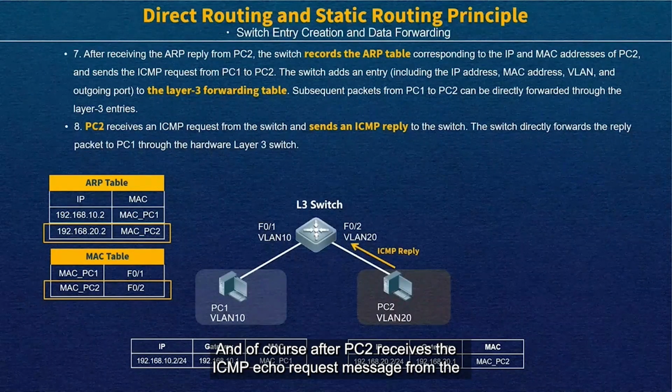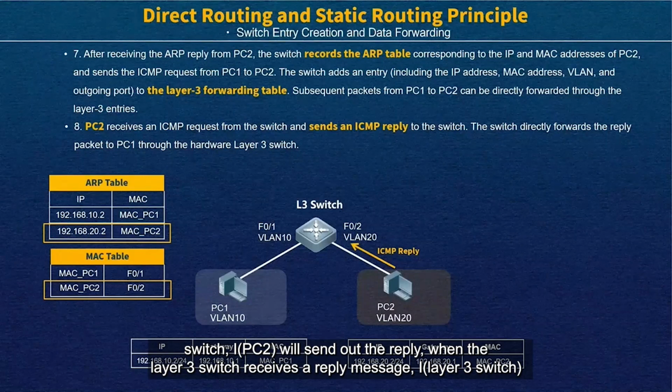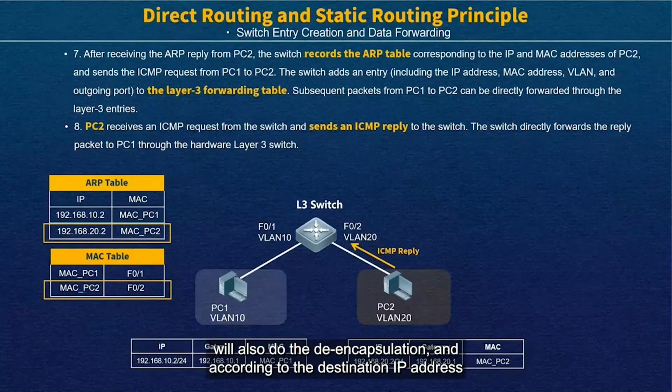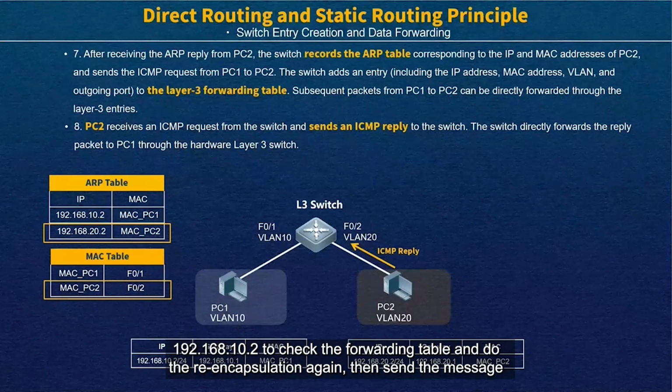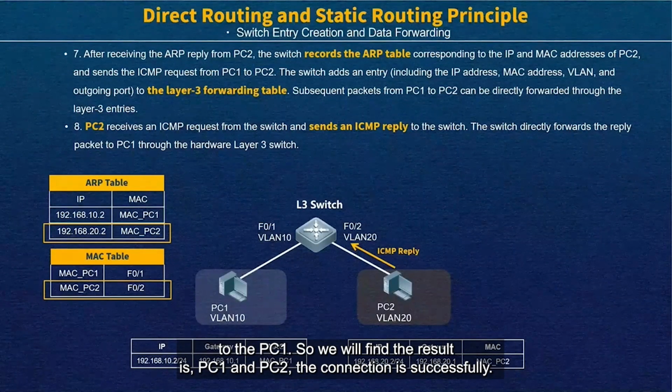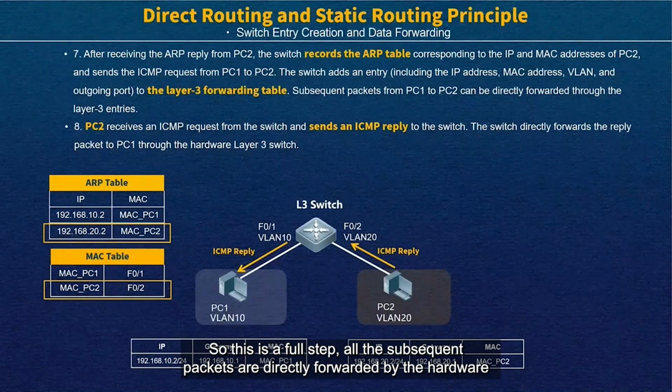And of course, after PC2 receives the ICMP echo request message from the switch, it will send out the reply. When the layer 3 switch receives the reply message, I will also do the de-encapsulation and, according to the destination IP address 192.168.10.2, check the forwarding table and do the re-encapsulation again, then send the message to PC1. So we will find the final result is that the connection between PC1 and PC2 is successful. So this is the full step.